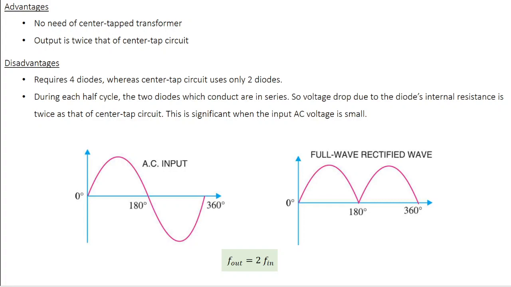But there are a couple of disadvantages. First one, in the case of center tap circuit, there are only 2 diodes, but here you need 4 diodes.